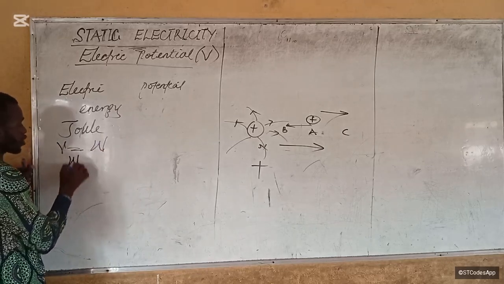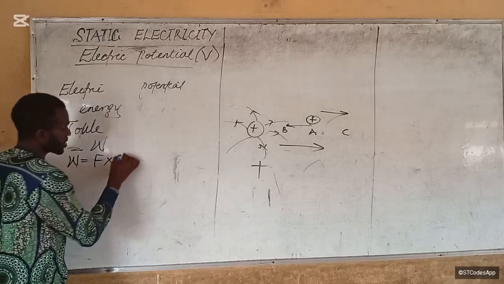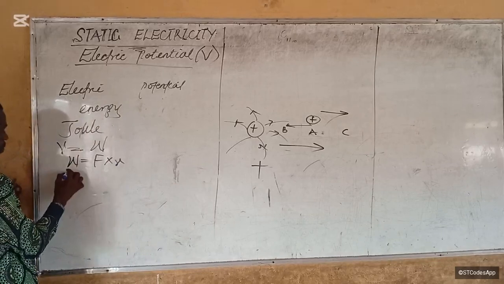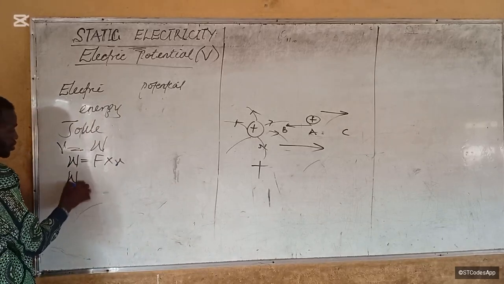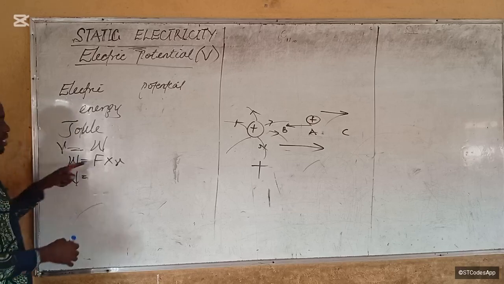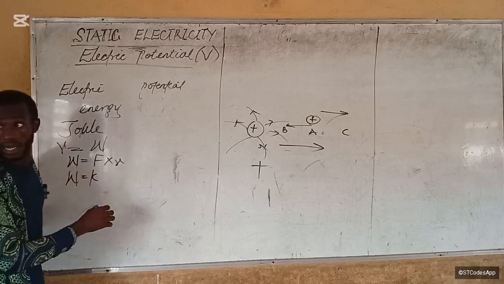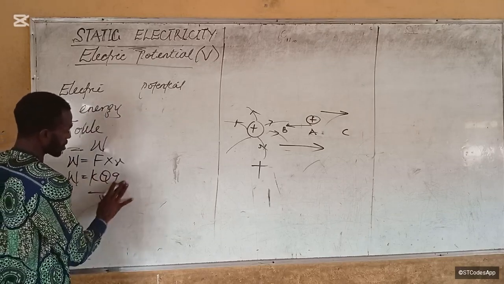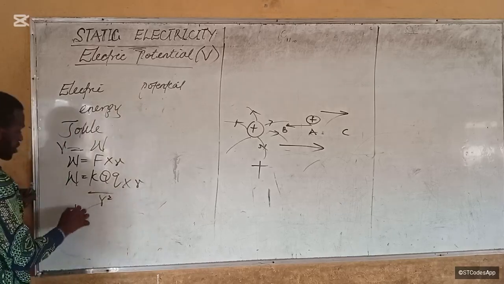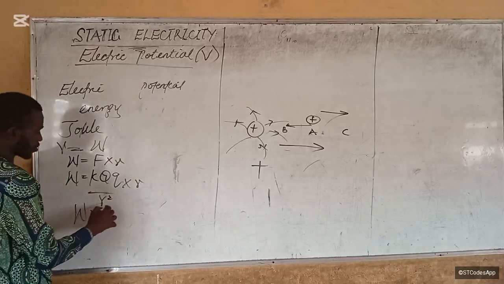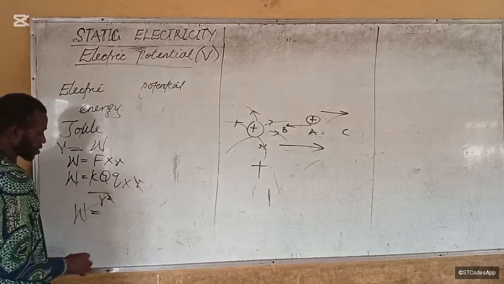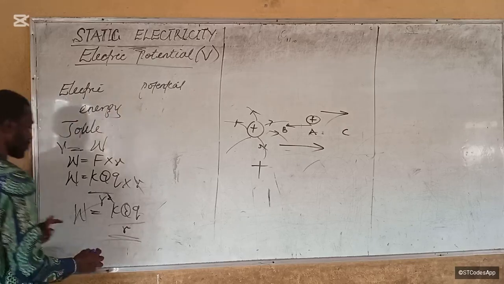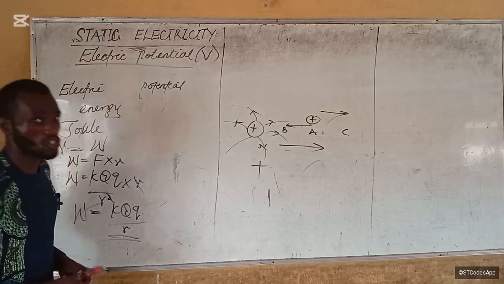So we can say, and we know, that work done is equal to force times distance. Does that make sense? In this case, force times distance R. And recall that F is equal to KQQ over R squared, so times R. Does that make sense? So electric potential energy is equal to KQQ over R, since R takes care of one R. This is the formula for electric potential energy.